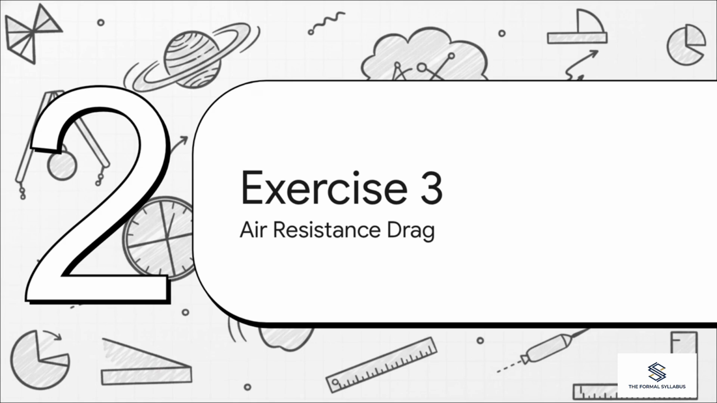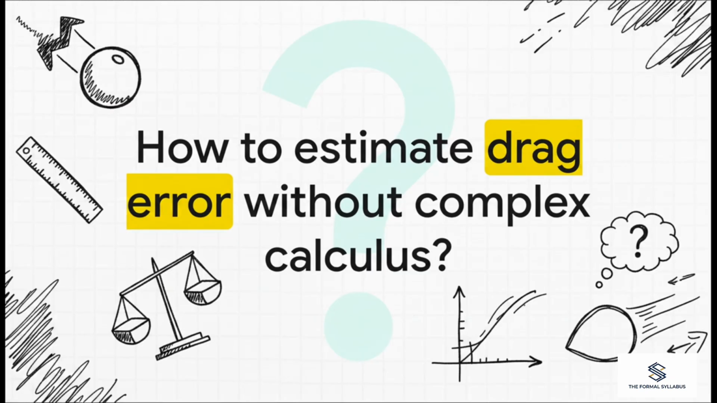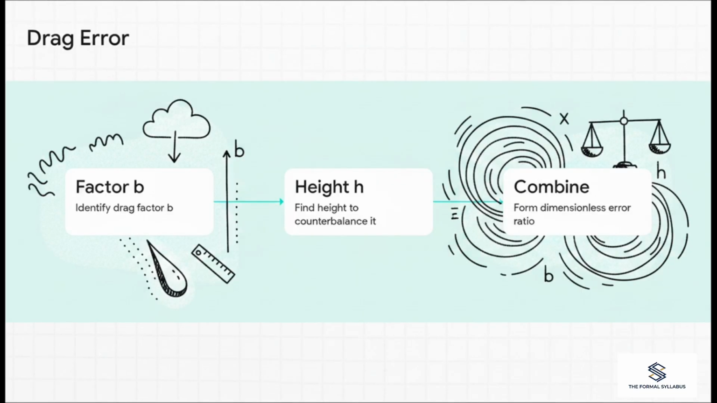Exercise 3, the drag of air resistance. Let's tackle a problem that textbooks usually sweep under the rug because the math is just way too ugly. Physicist Craig Boren poses a really great challenge. How can we elegantly estimate the effect of aerodynamic drag on a falling object without using calculus? Like, if we ignore air resistance, we're making an error. But how big is that error?